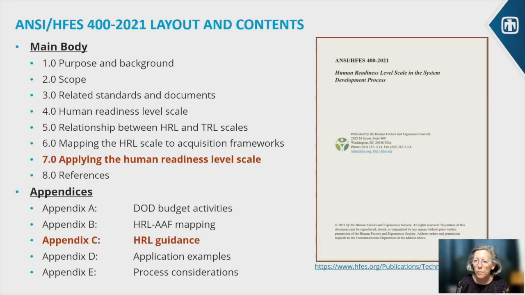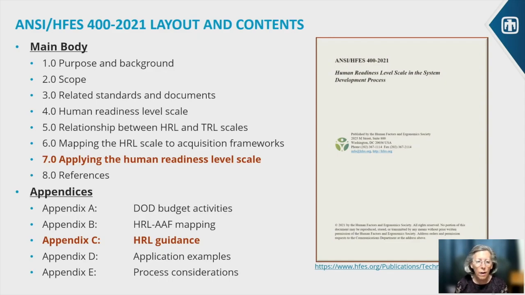Okay, so this is an overview of the standard. There's a main body, and then there are 5 appendices. And the entire standard is what we call informative, meaning there aren't shall and should requirements in it. It's meant to provide guidance and information. So there's no specific part of it that you can point to and say, oh, you must do that. It's really guidance to apply the HRL scale.